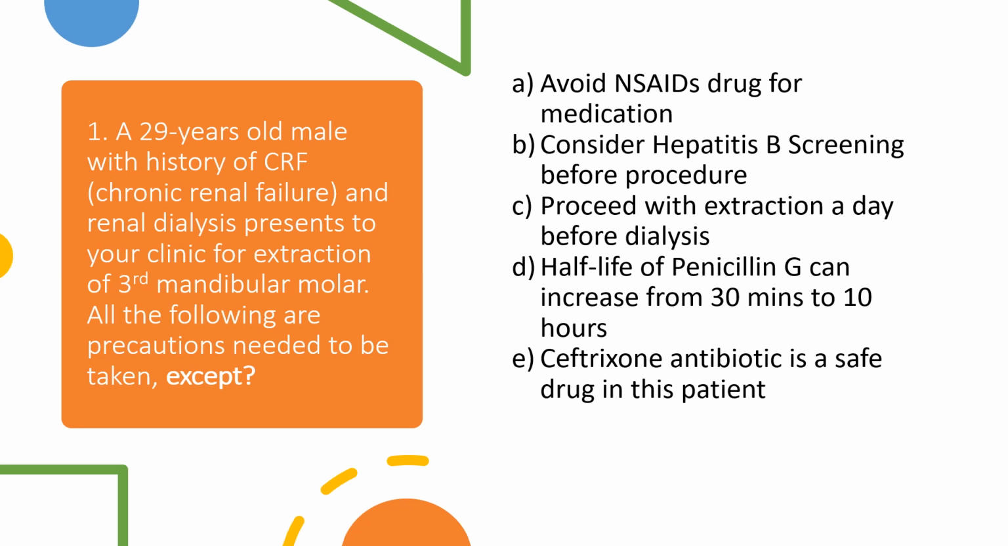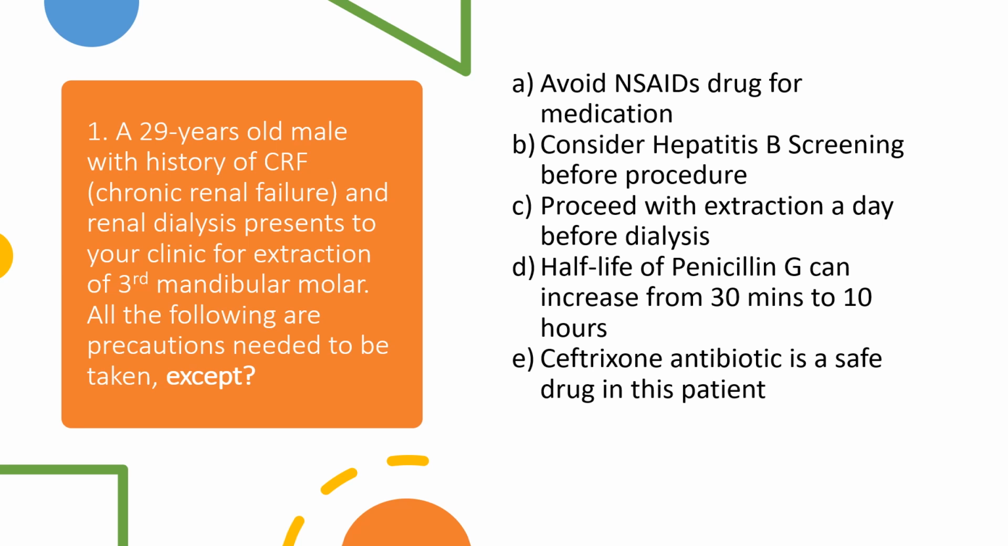The next option is half-life of penicillin G. We know that penicillin G is metabolized in the kidney. Since the kidney function is compromised, penicillin G can have impaired metabolism in the kidney, and therefore its half-life can increase from 30 minutes up to 1 hour or up to 10 hours.